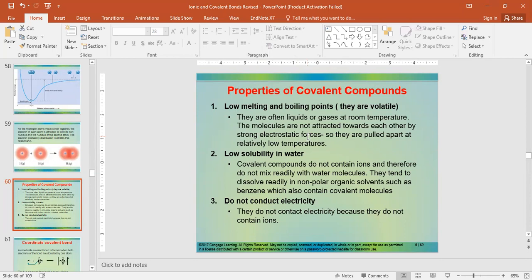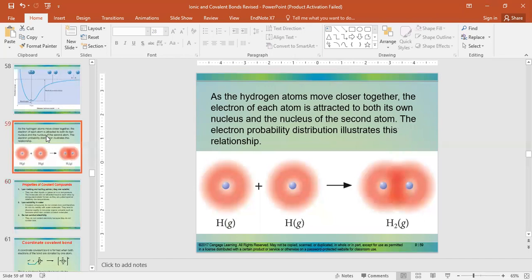Yes, Samuel, you have raised your hand. Yes, I didn't understand the bond length. Maybe you can repeat. The bond length, eh? Yes. Let me explain it this way.